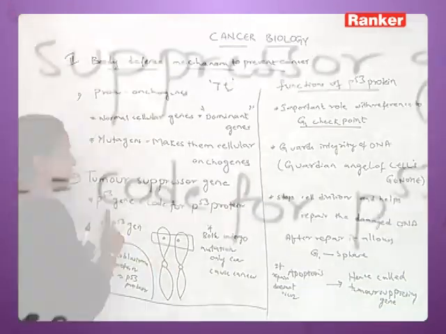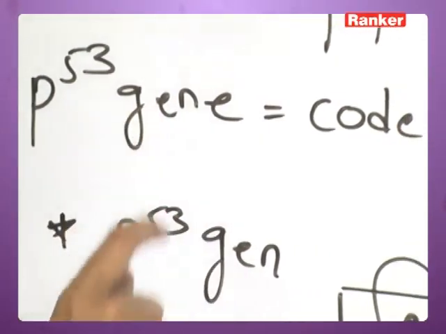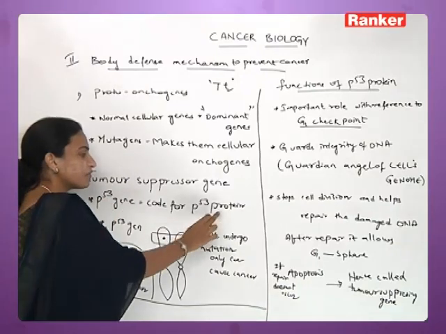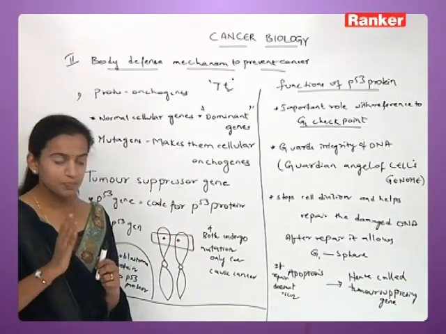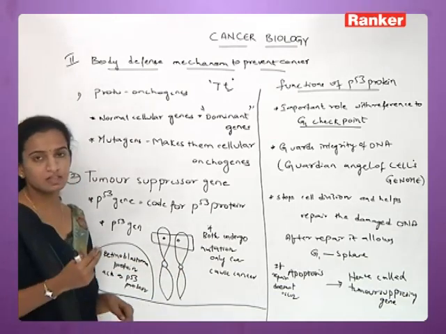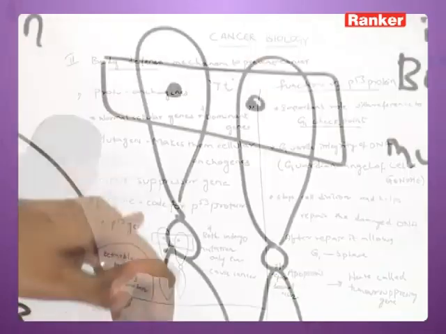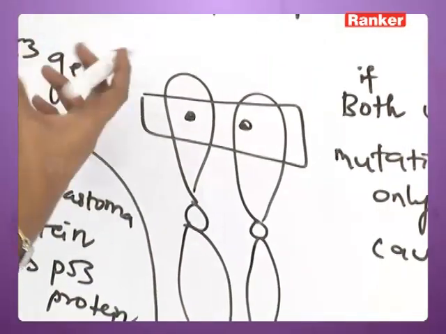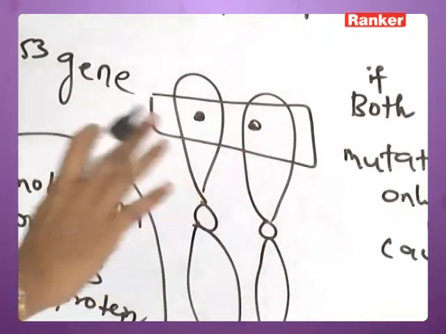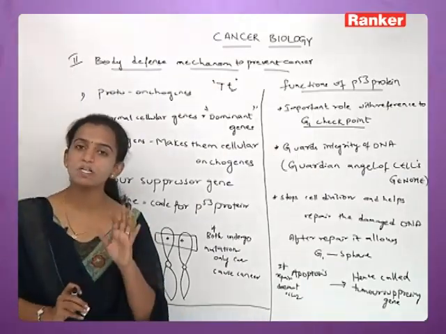So the one who is taking care of this is a protein called the p53 gene. This is a gene, and it codes for the p53 protein. Now this gene is present on a chromosome. We already said that each character is present on 2 chromosomes. So here you can see the p53 gene is present on both. Now we say that p53 is a tumor suppressor gene.